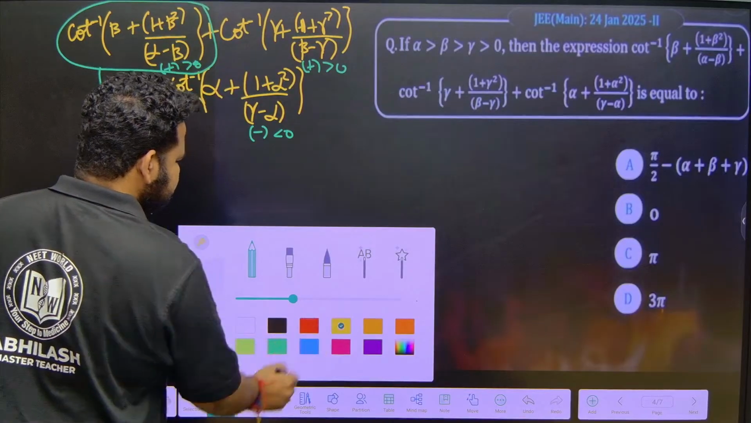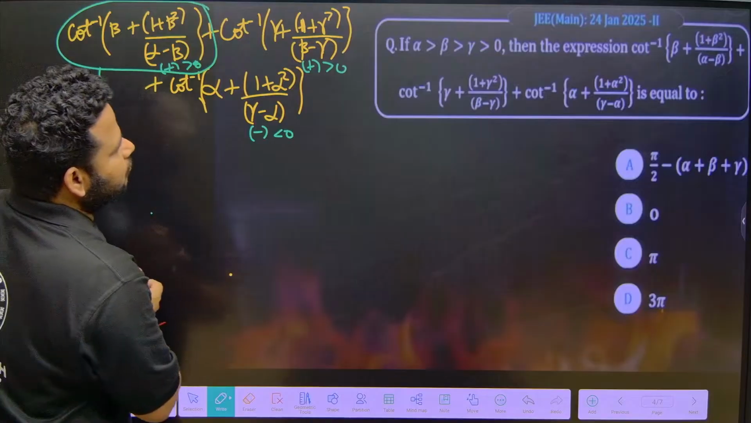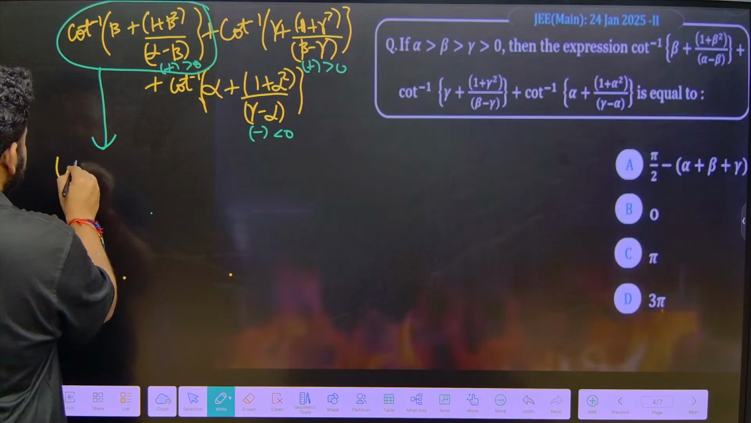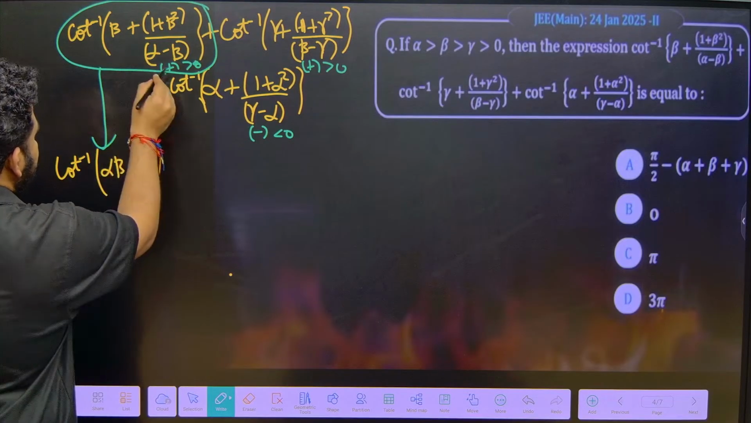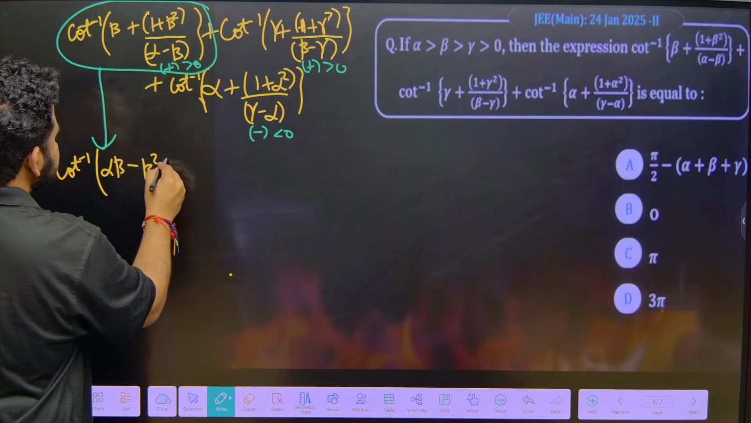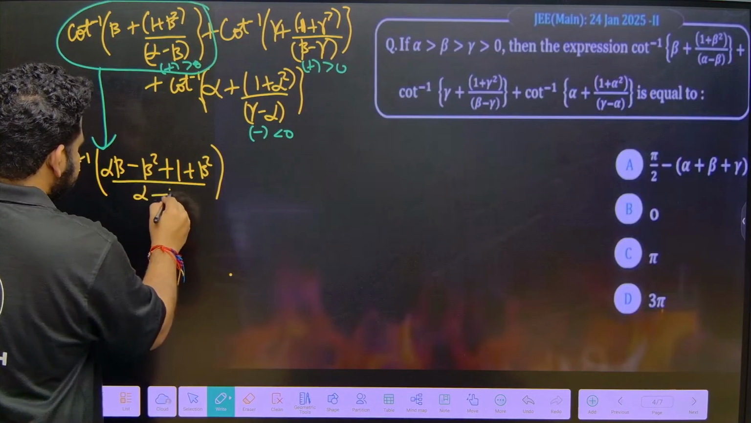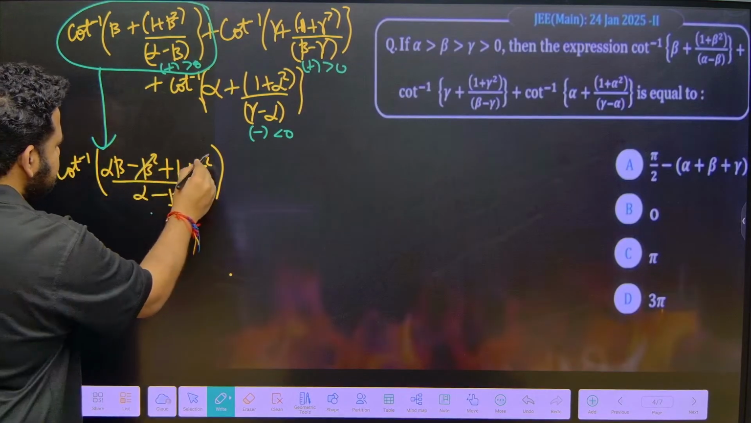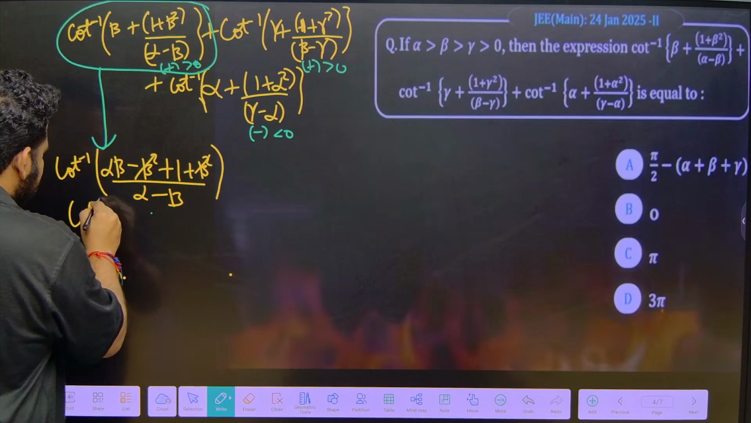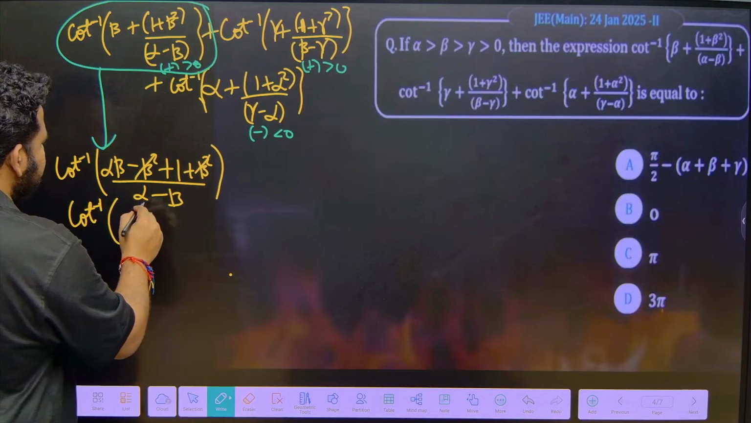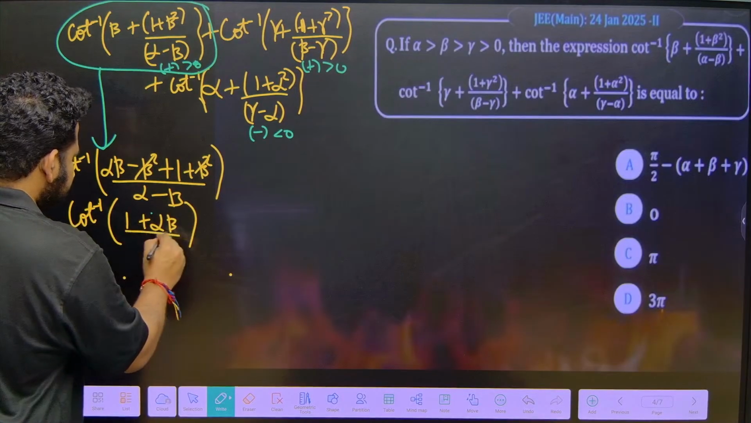If I find out the value of this, the other things we can directly write. So this is cot inverse. If I take the LCM, I will get cot inverse of alpha beta minus beta square plus 1 plus beta square, divided by alpha minus beta. Beta square I can cancel, so I will get cot inverse of 1 plus alpha beta divided by alpha minus beta.